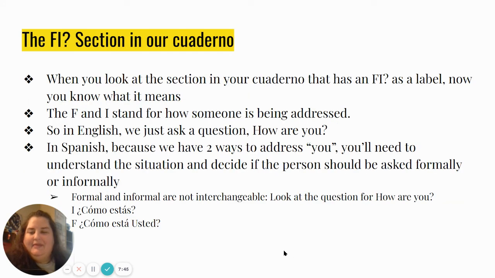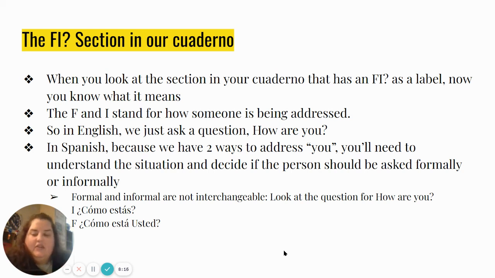A little bit more. The F and I section in our quaderno. When you look at the section in your quaderno that has an FI question mark as a label, now you know what it means. The F and the I stand for how someone is being addressed. In English, we just ask the question, how are you? But in Spanish, because we have two tú's, you'll need to understand the situation and decide if the person should be asked that question formally or informally. Formal and informal are not interchangeable.